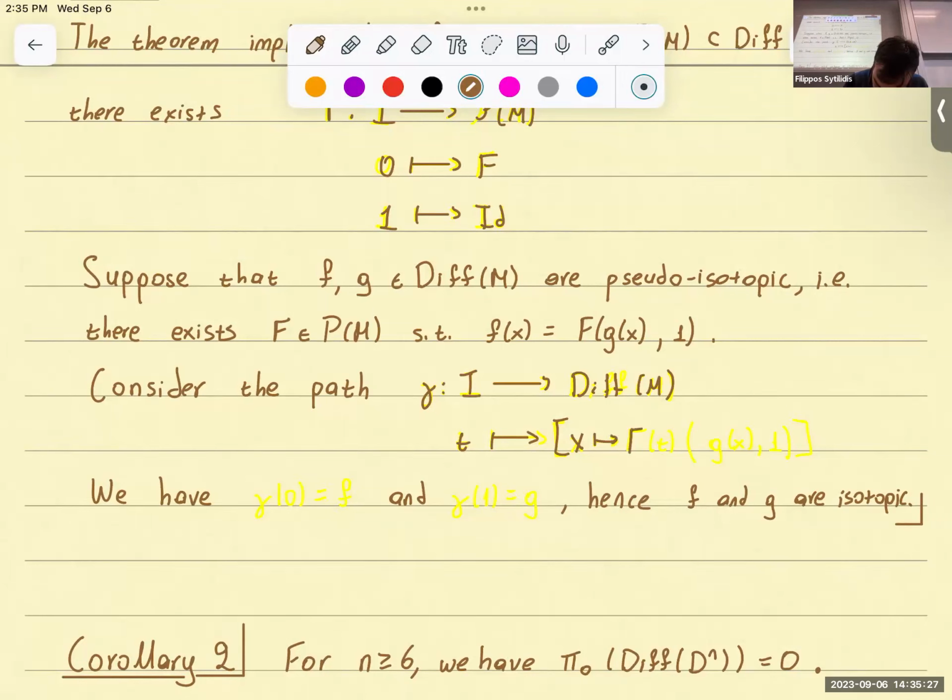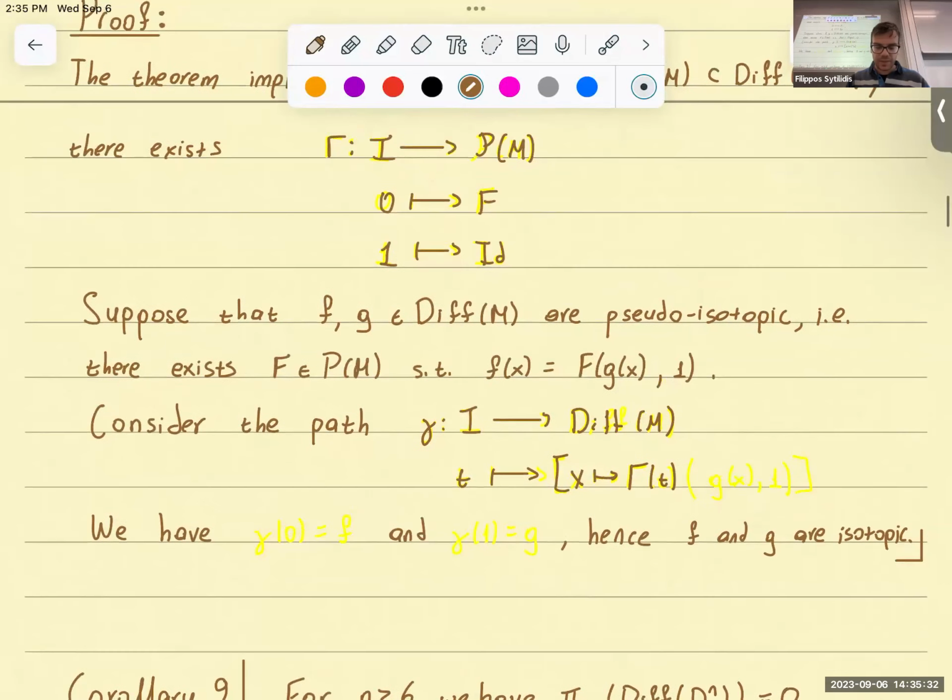We have something to play with. We have this path capital gamma in the space of pseudo-isotopies. So I'm just going to put gamma of t, and evaluate at g of x, comma 1. So this here is an element of M. This is a diffeomorphism.